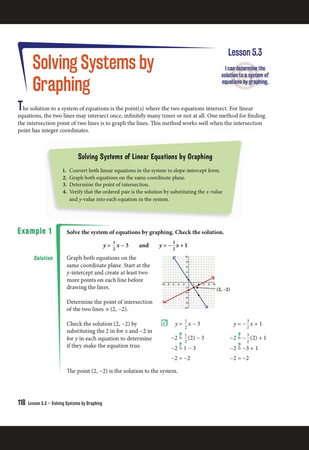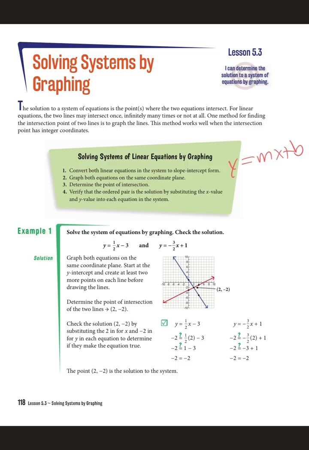This method works well when the intersection point has integer coordinates. Solving systems of linear equations by graphing. Step 1. Convert both linear equations in the system to slope-intercept form. So remember that slope-intercept form is y equals mx plus b. That's your linear equation, all dressed and ready for prom.